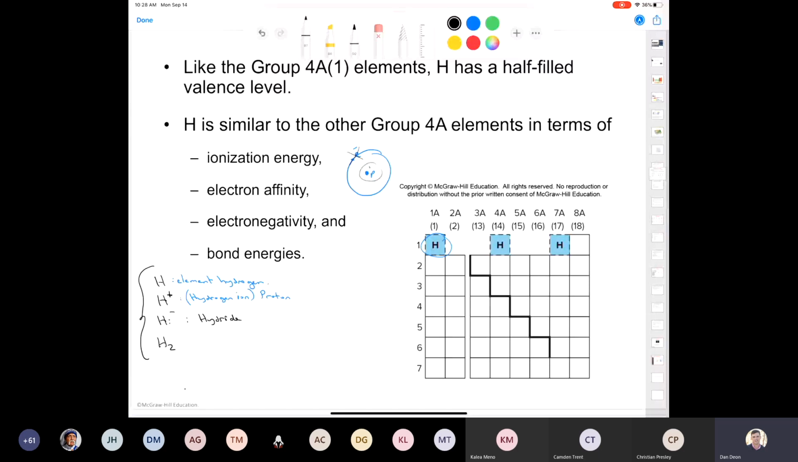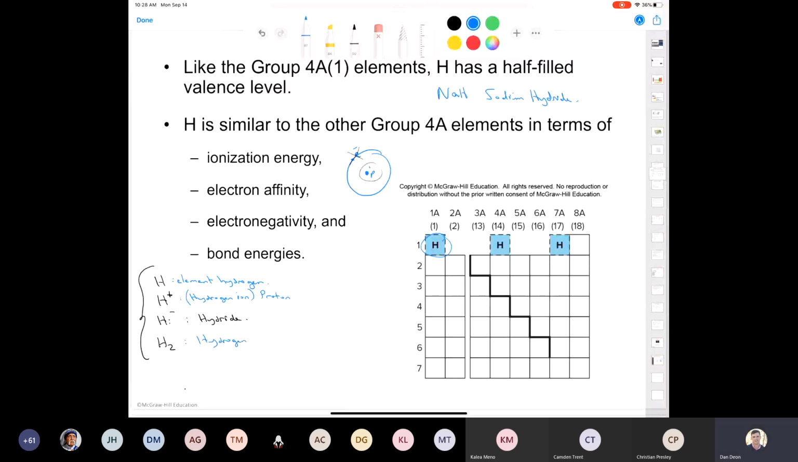Hydride. Okay, so hydride. An example is if you had this compound, say NaH, that's an ionic compound, and it's called sodium hydride. And then H2, that's hydrogen as well. So that's hydrogen.